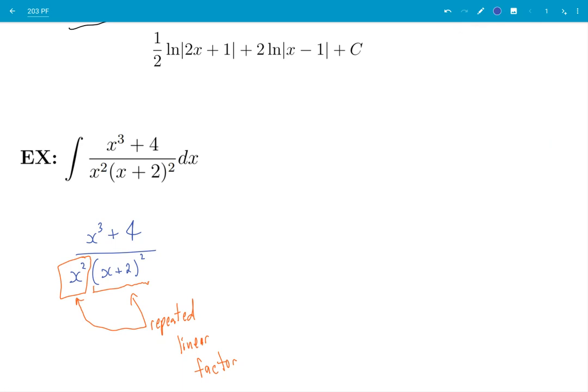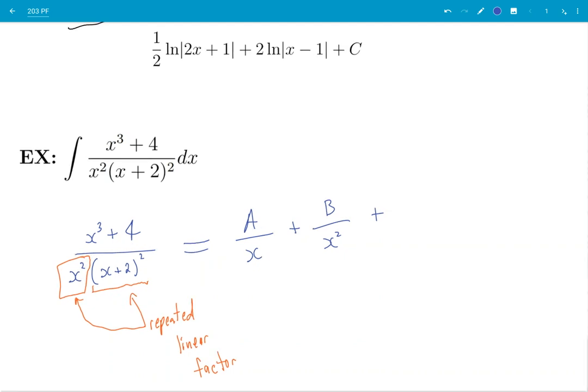Okay, so for this case, we do something different. Okay, so because the x appears squared over here, the pattern to follow is this right here. Now, that's not obvious, but it's a fact of algebra. Now, x plus 2 is squared as well. We will follow the same pattern.